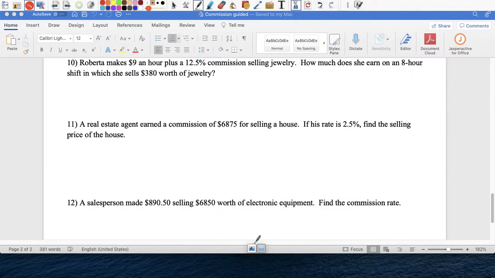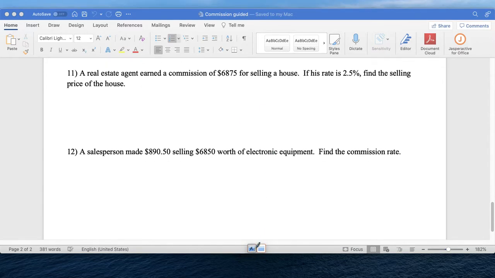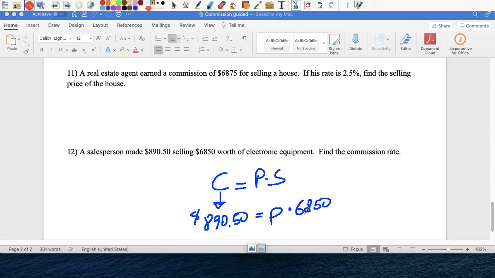Salesperson. Okay, so again, this person made $890.50. The amount he sold was $6,850. So the question is, what percent was the commission rate? 5%, 6% of his sales, etc.? So let's fill in. Commission, the amount he took home, was $890.50. The percent here is what I'm trying to figure out. The amount of sales that he did, he sold $6,850 worth of goods.